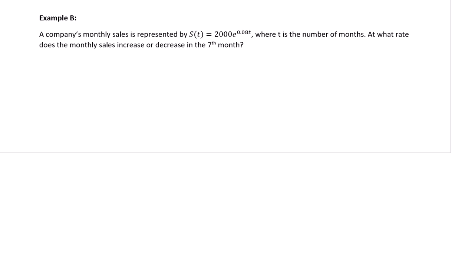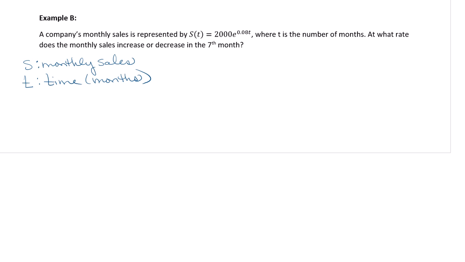In example E, a company's monthly sales is represented by S of t equals 2,000 times e to the 0.08t, for t is the number of months. It's asking at what rate does the monthly sales increase or decrease in the 7th month. So again, S is representing our monthly sales, and t is our time in months.